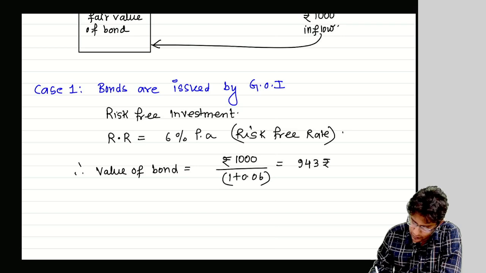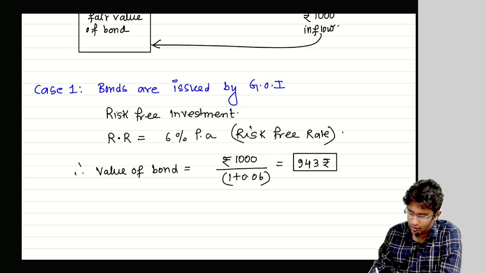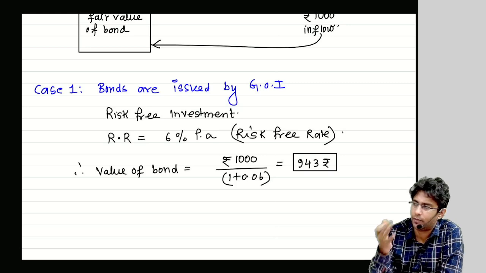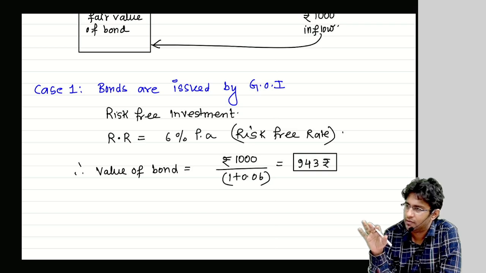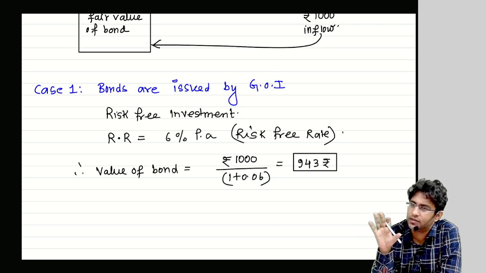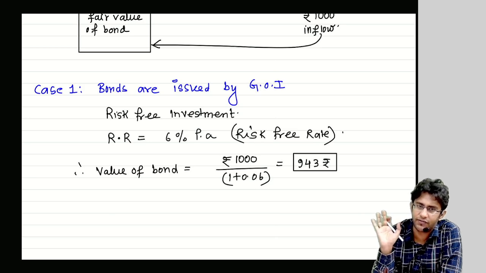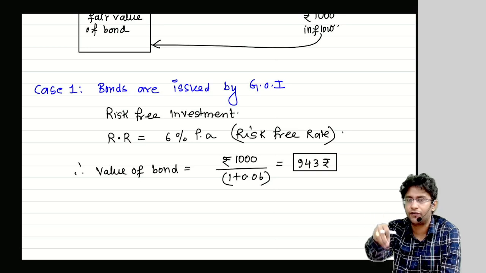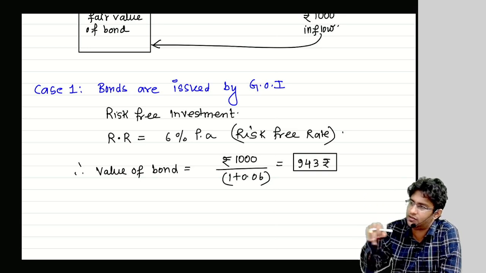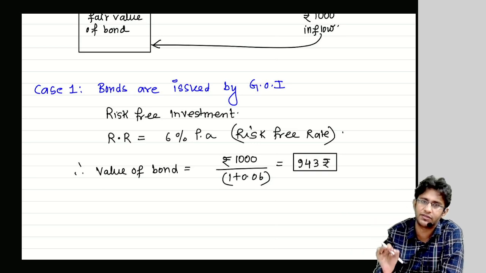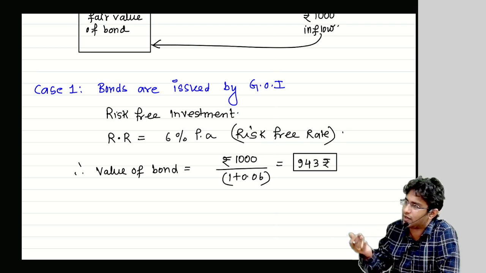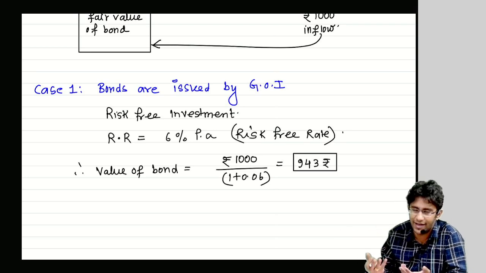That's okay. What are you trying to say? I am giving money to you, the government. You are not risky. Since you are not risky, I don't want any extra return. I just want the risk-free return. Since I want a risk-free return of 6%, if I invest 943 rupees in you, on 943 if I earn 6%, 943 into 6% will be exactly equal to 57 rupees. 943 plus 57 will be my 1000 rupees. I will recover it after 1 year. This is what you are saying as an investor.